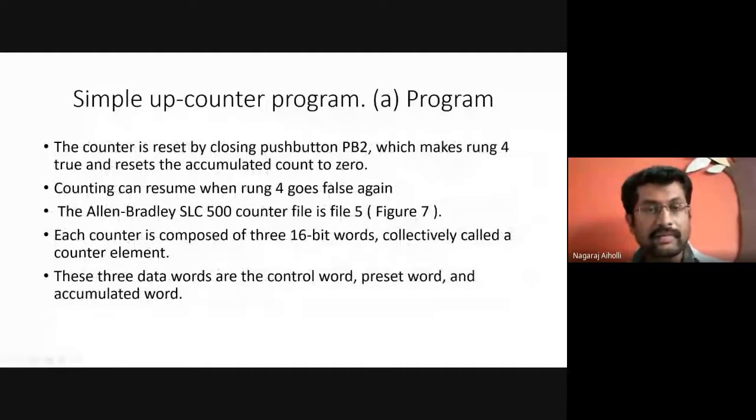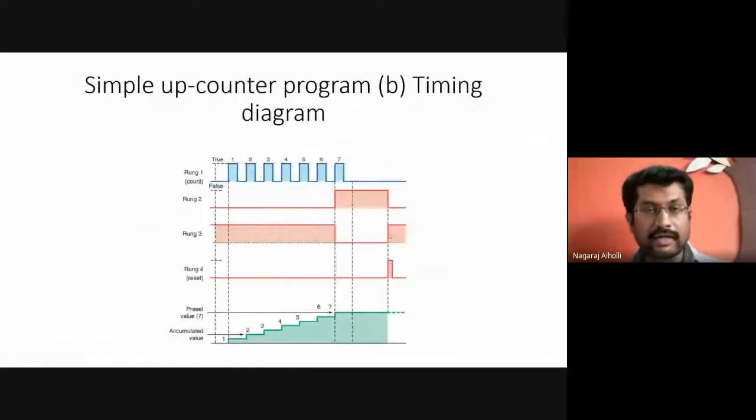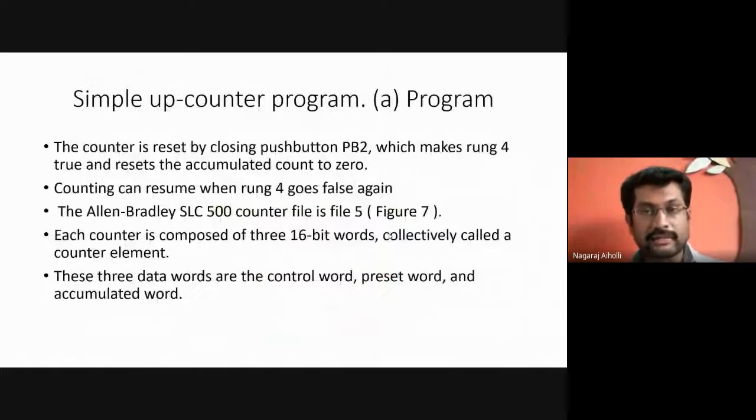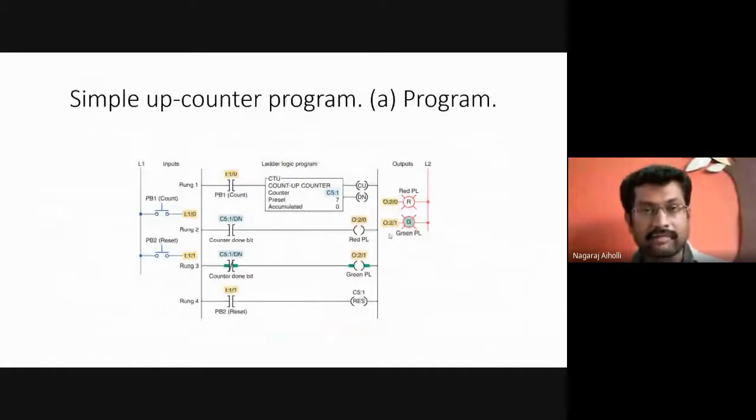The Allen Bradley SLC 500 counter file is file number 5. The next diagram shows the Allen Bradley SLC 500 counter file. This is a timing diagram, students, the same as we explained just now for this counter program.